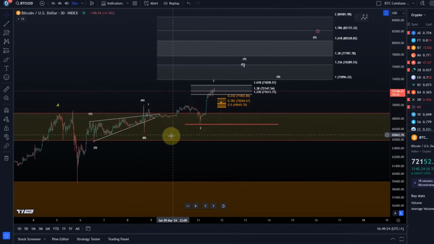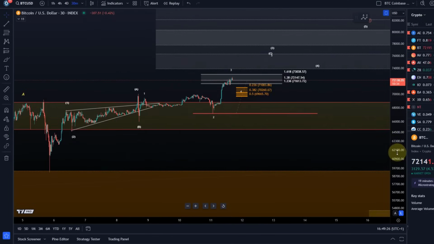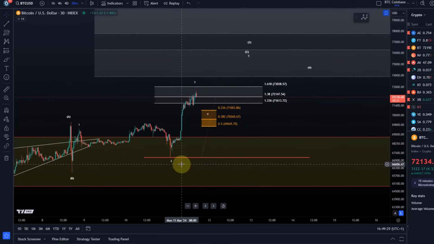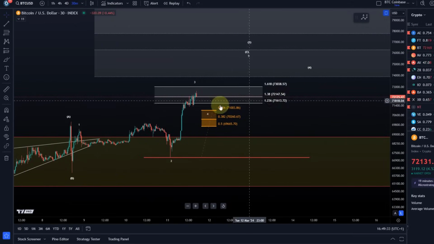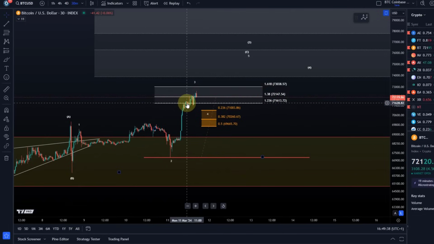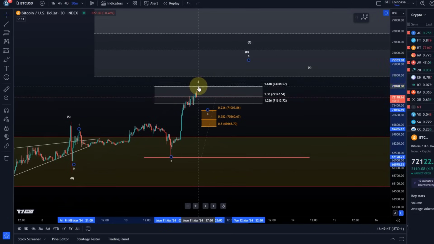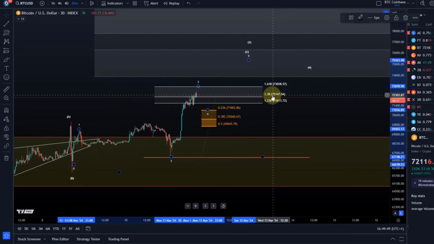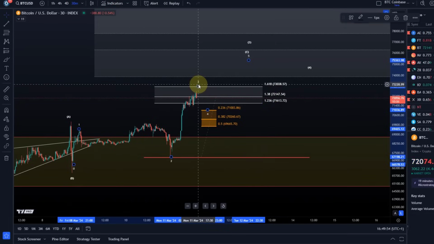In this structure here, after we've broken out, we've talked in the previous video already about the idea that we should see it stretch a little higher to the 1.38 extension. In the previous video, Bitcoin had reached the 1.236 extension at 71.6K, but I shared with you that the first ideal target for the third wave is the 1.38 extension at 72,147. That was reached, possibly even higher. And the next level is at 73,040.